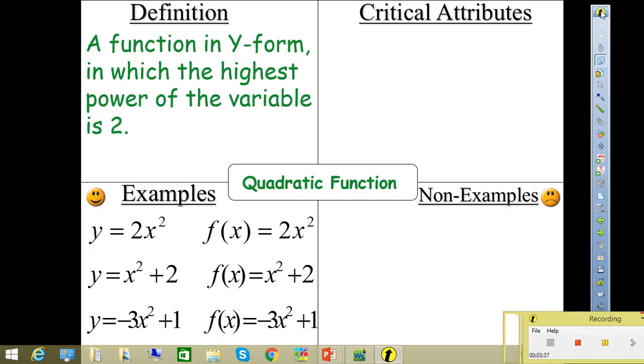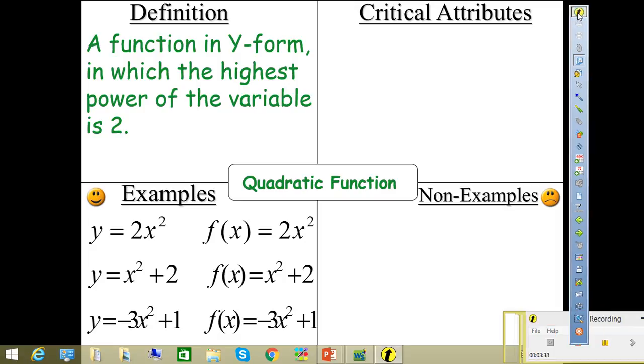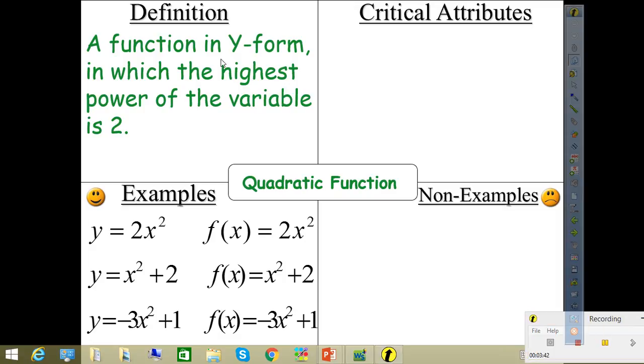According to the definition, it says a function in y form. Are these in y form? Yes. This one is not, but it has f of x, which means function of x. It's the same thing as y, so it's also in y form. And the highest power of the variable is 2. So look at the variables. What is the highest power? 2, 2, 2, and 2 on all of these. So that's what a quadratic function looks like.